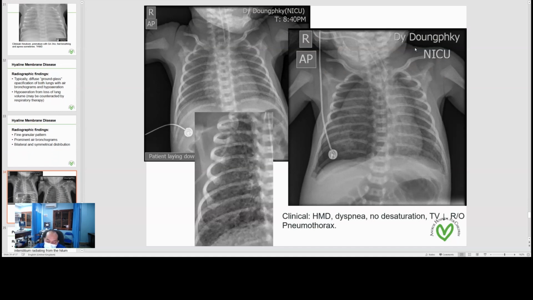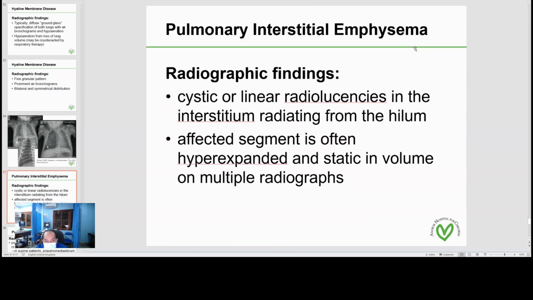So this is a known case of HMD, but developed dyspnea, though no desaturation, with loss of lung volume and right pneumothorax. After intubation, the chest X-ray appears with mixed granular opacity and tiny lucent nodules, and later on developed into pneumothorax. And this is the case of PIE, which we call pulmonary interstitial emphysema.